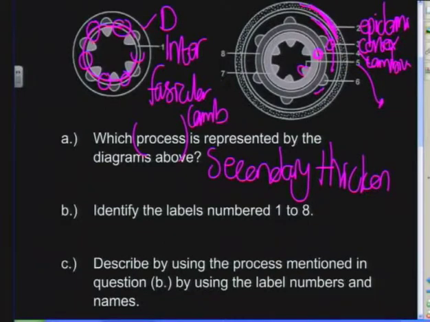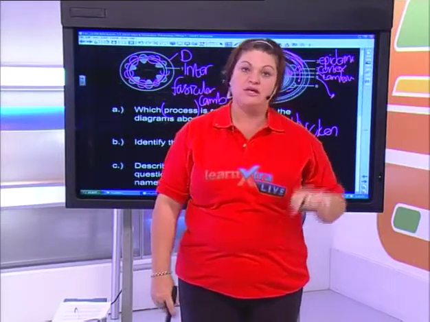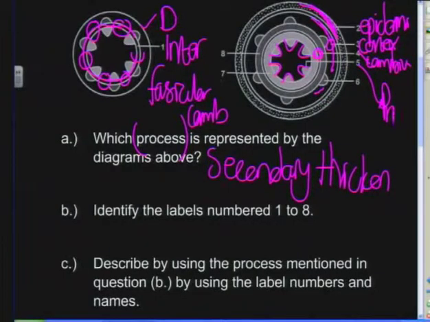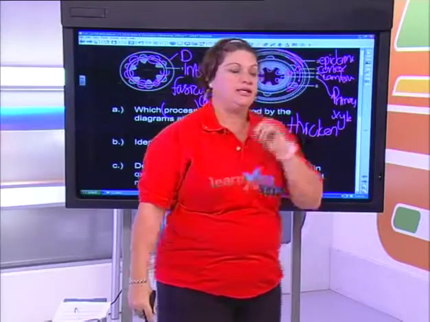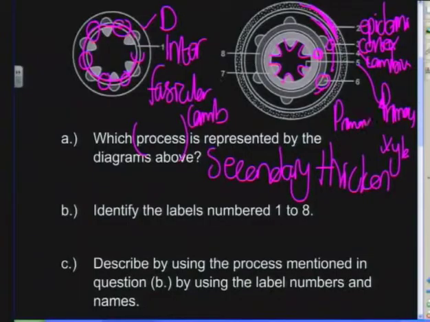Now number 5. It's a bump. It's in the middle. It stayed the same. Now be very careful, it's important what word you use here. You cannot use xylem. You need to be specific. It is going to be my primary xylem. And if I look at number 6, it's the original, the very first. It is going to be my primary phloem.